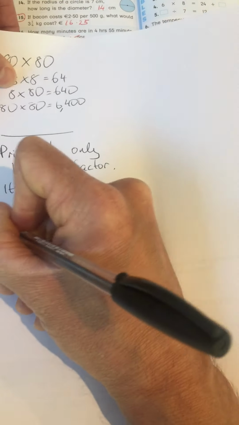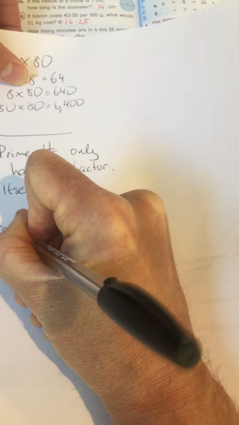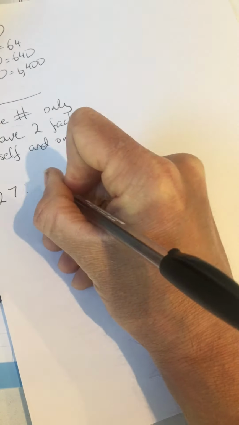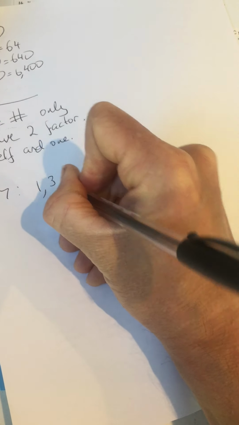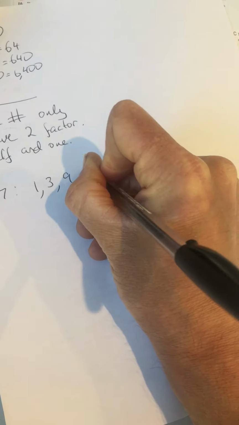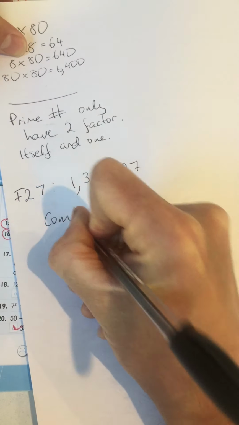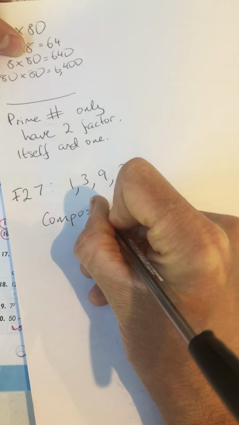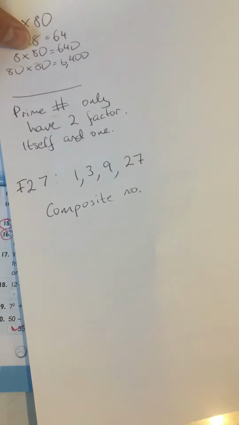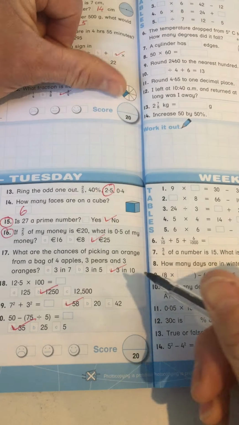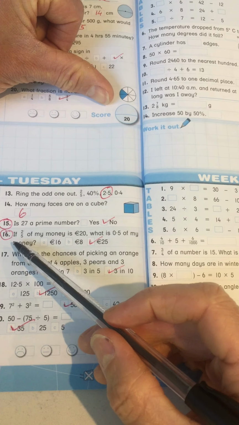Well, I know my factors of 27 are 1, 3 goes in, 9 goes in, and 27 goes in. So it has 4 factors, so it is a composite number, not a prime number. So the answer there is no. And final one here is number 16.